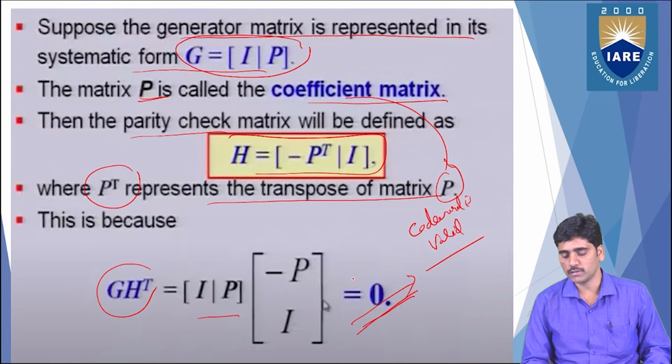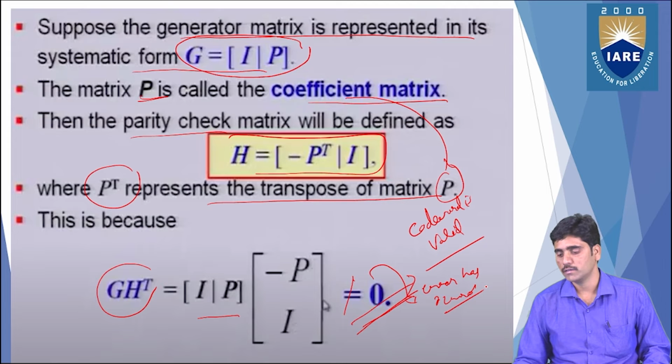If we do not get 0, that means it is not equal to 0, then you can say that some error has occurred. This is the way you can understand the parity check matrix.